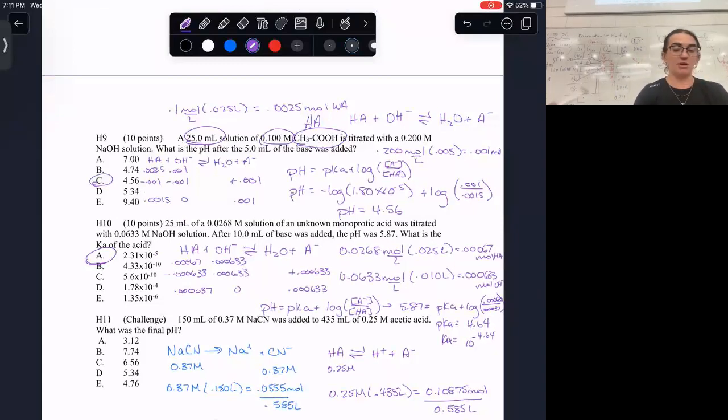So whenever you're looking at this, if you have your weak acid, or if you have your weak component and then you have your strong component and you solve for the moles of those, if your weak component has more moles than your strong component, you will be before the equivalence point.